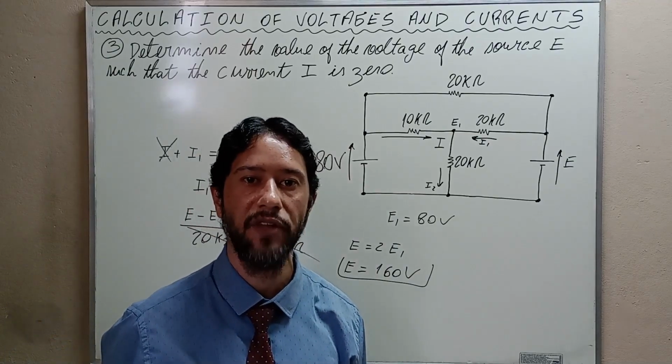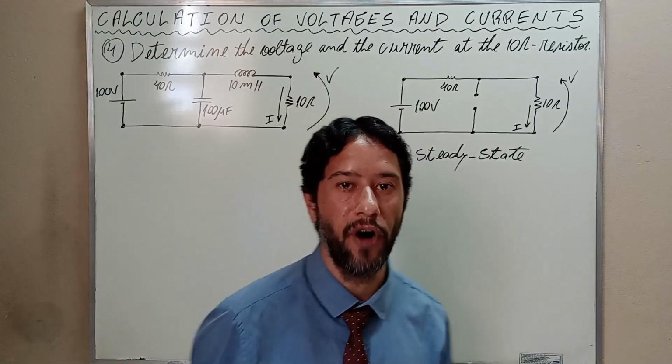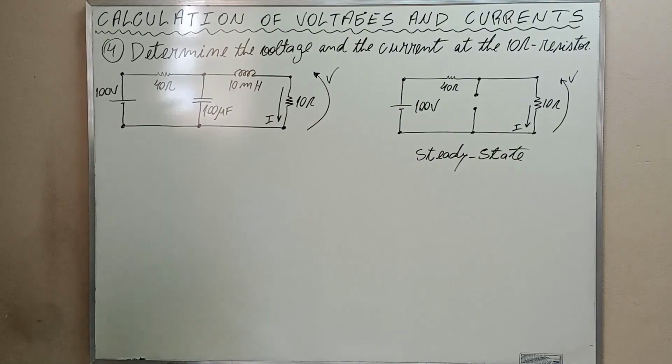Let's go to the next. Let's go to exercise number 4. Exercise number 4 now. Determine the voltage and the current at the 10 ohms resistor in the DC circuit shown in the figure when it is operating under steady state conditions? This is the question. Let's go to the solution.